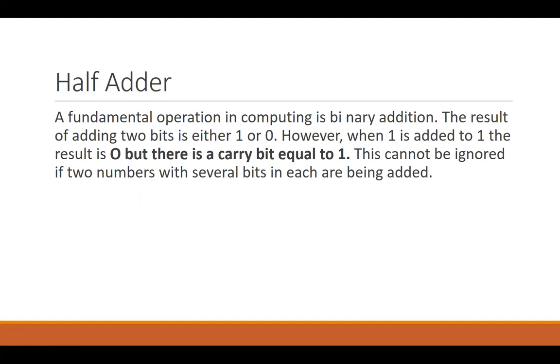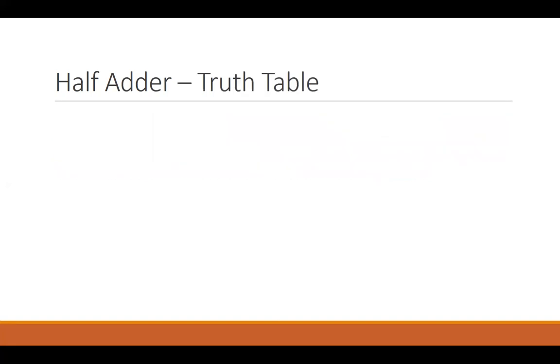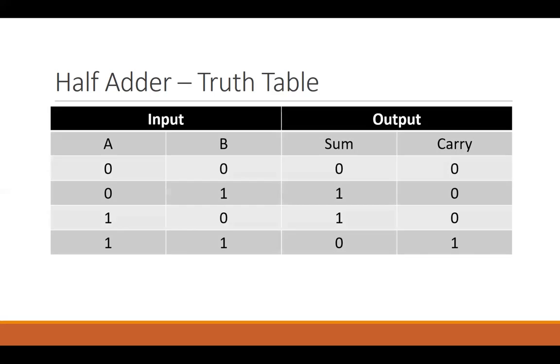A half adder circuit would give us an output in two forms, a sum bit and a carry bit. When we are adding multiple bits together, a carry bit can be generated. We cannot ignore that chance. The half adder actually produces a sum and a carry bit. Let's explore that idea with the help of a truth table.